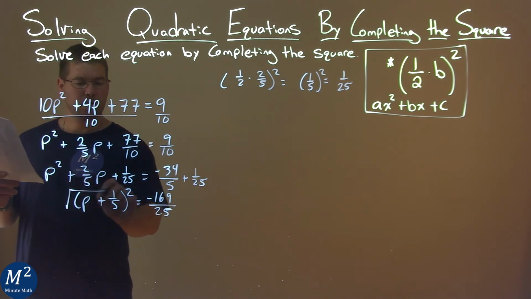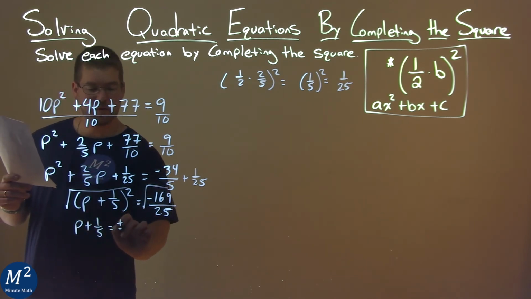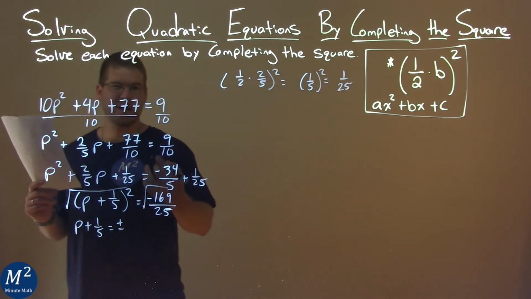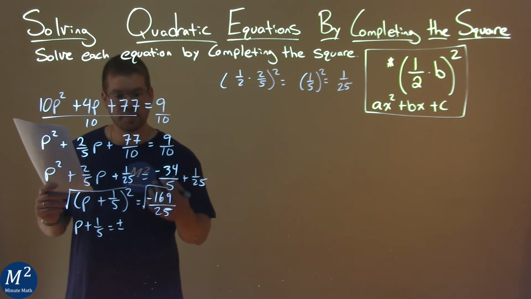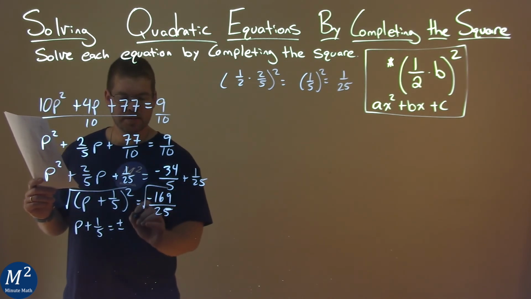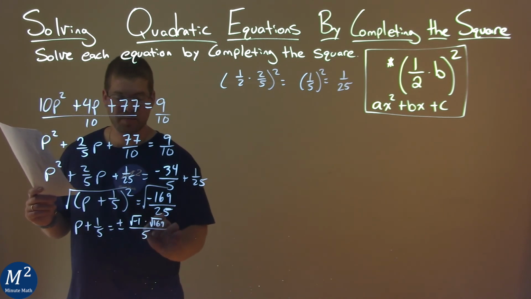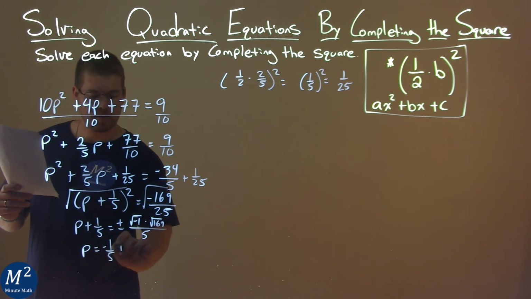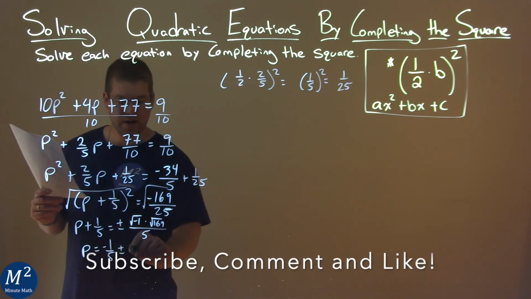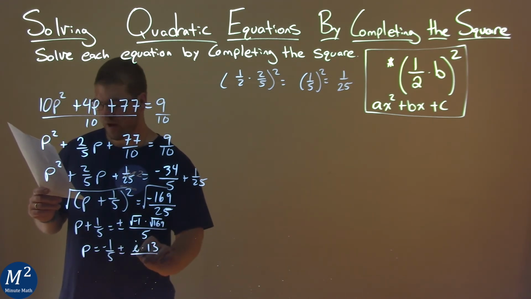I now can take the square root of both sides of the equation, and I have p plus 1/5 equal to plus or minus, and we have to break up the square root here. We know the square root of a fraction can be taken as the square root of the numerator and denominator individually. So negative 169 would be the square root of negative 1 times the square root of 169 over the square root of 25, which is 5. We can subtract 1/5 from both sides, so we have p equals negative 1/5, plus or minus the square root of negative 1, which is i, and the square root of 169 is 13, over 5.